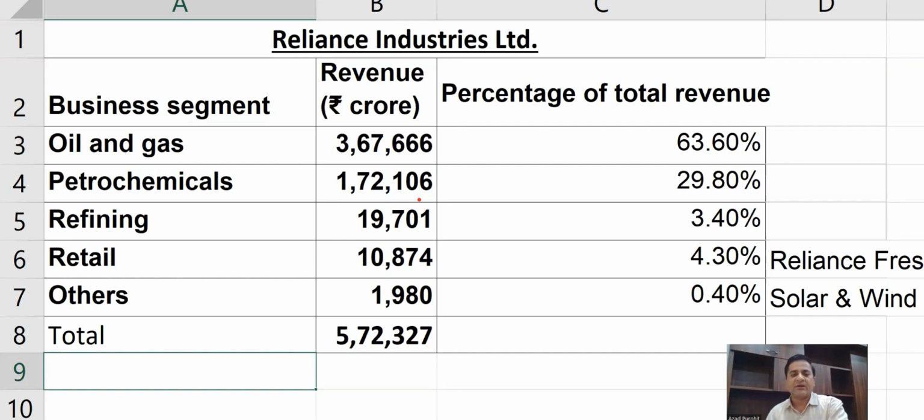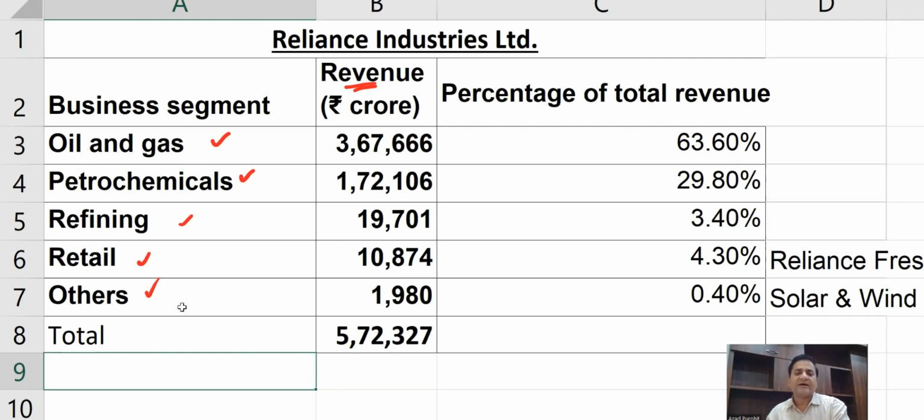The moment I look into the notes to accounts, I find that the revenue has been generated by Reliance Industries this year from these many activities. As we all know, Reliance Industries is a diversified company having interest in a wide range of industries, which include oil and gas, petrochemicals, refining, retail. It is also into new growth areas like solar and wind power and energy, cloud computing, data center businesses, digital media, and things like that.